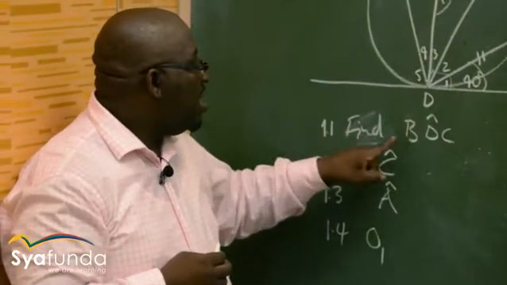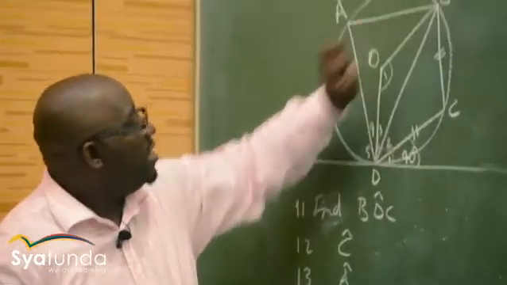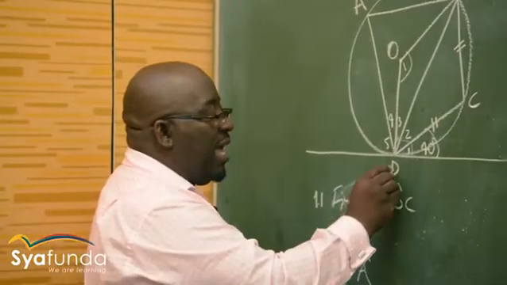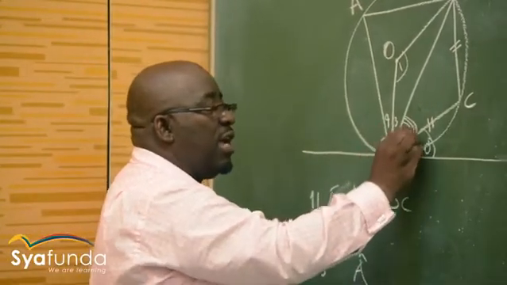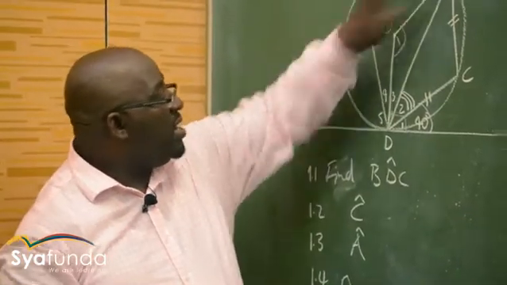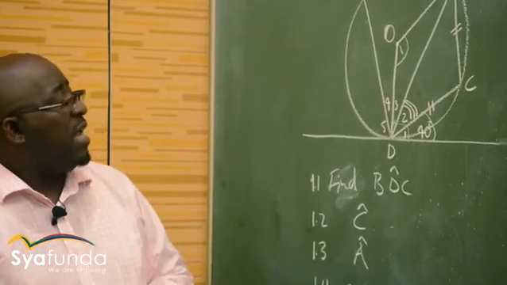The first one. Find the angle BDC. That's what we're looking for. In other words, we're looking for this angle, angle D2. We're looking for this angle here, BDC. Let's check it again. BDC. That's the angle that we're looking for. How do you find that angle?